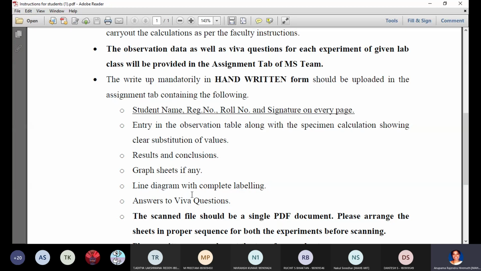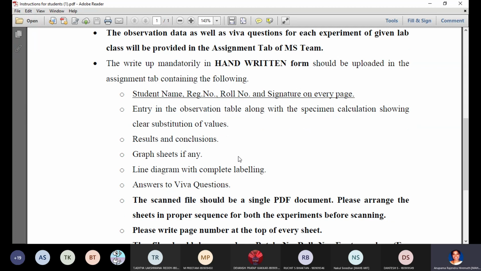You can see the setup while we are playing the video. You can see the actual lab setup also. At the same time, the setup diagram is also provided in the manual. You can use that, but we want a line diagram with complete labeling. It also carries marks. Finally, you have to answer the viva questions.